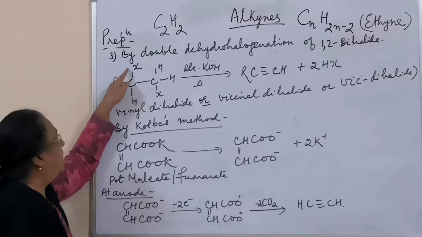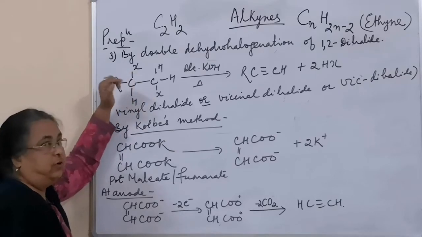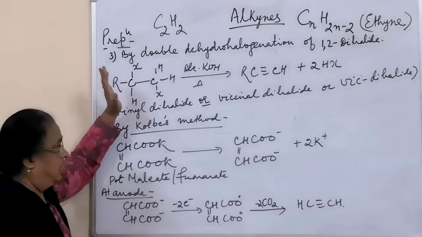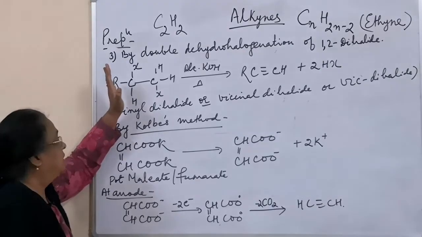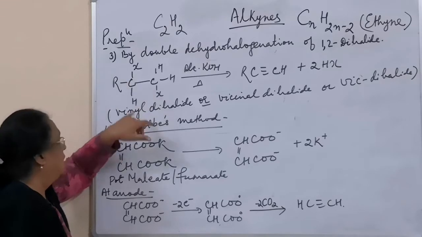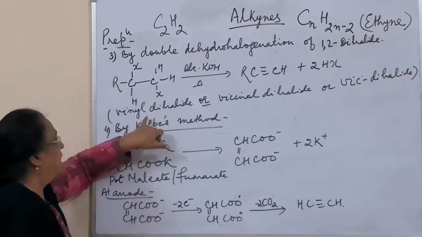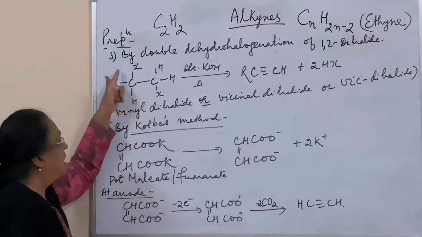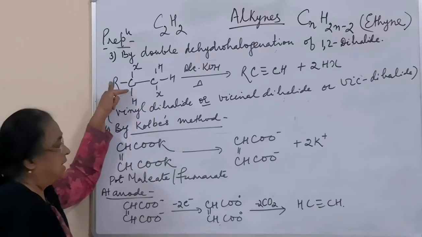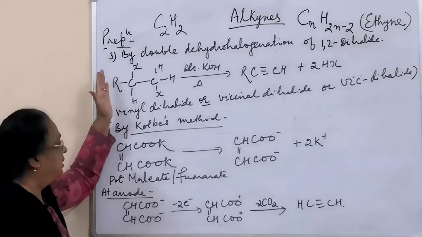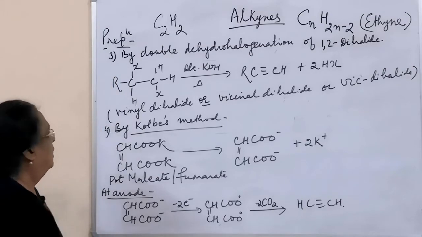If the halogens were on the same carbon, it would be geminal, and geminals are not so stable and not used. So remember that it is vicinal when the two halogens are not on the same carbon but on different carbon atoms.